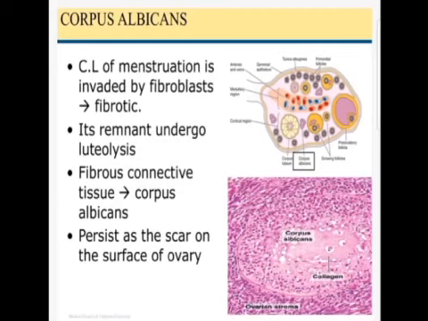The corpus luteum produces the female steroid hormones, progesterone and estrogens. The corpus luteum of pregnancy also secretes a polypeptide hormone called relaxin, which facilitates delivery in two ways. Number one, it causes the loosening of the pubic symphysis and other pelvic joints. And number two, it produces dilatation of the uterine cervix during labor.